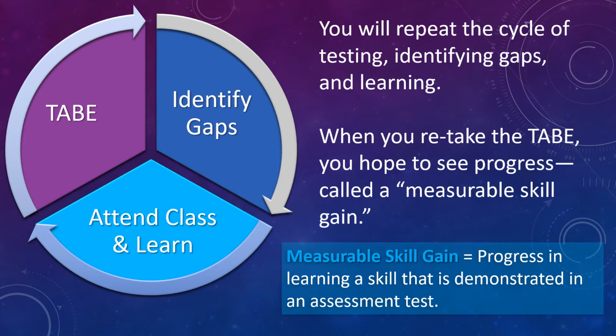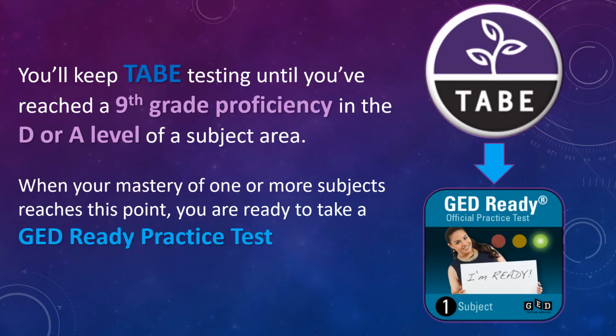So you will repeat the cycle of testing. You'll take a TABE test, which will identify the gaps, the things that you still need to learn. And then you'll attend class and learn those skills, and then you'll take the TABE test again, usually after about 40 hours of in-class learning. And if you do better the next time you take it, then we call that a measurable skill gain. It's a progress that you've made in any particular skill that can be measured in an assessment test. And so that's what we're looking for, those measurable skill gains from test to test to test. And we'll keep doing that until you reach a certain level.